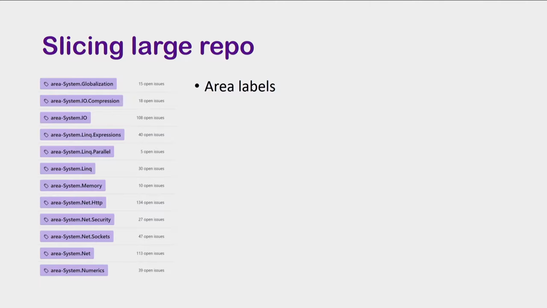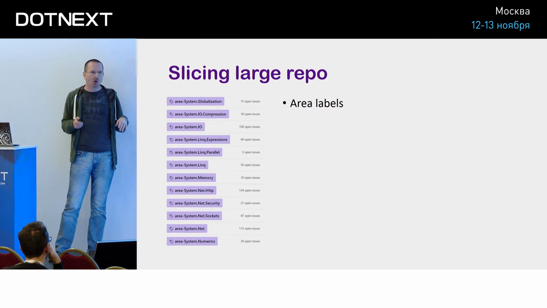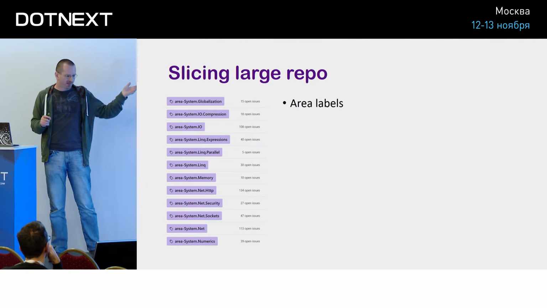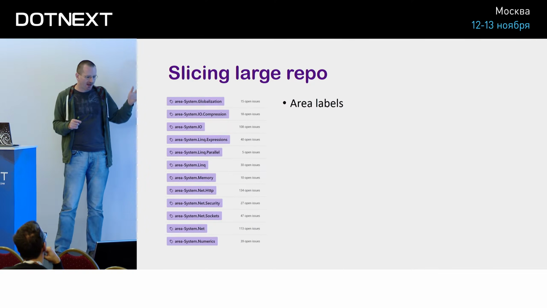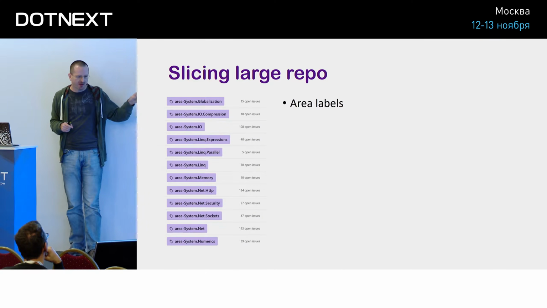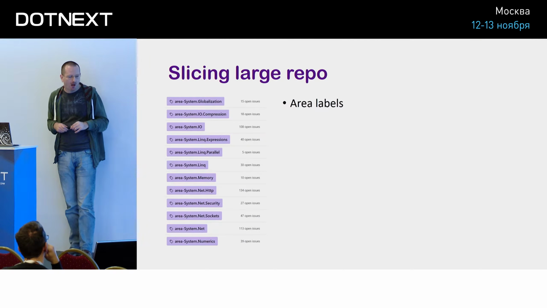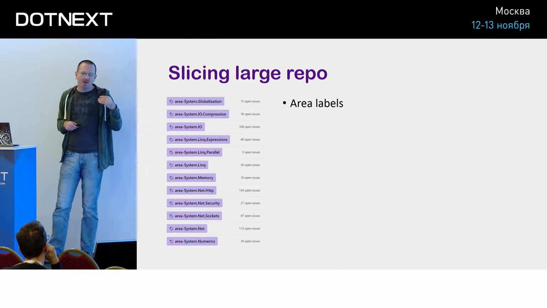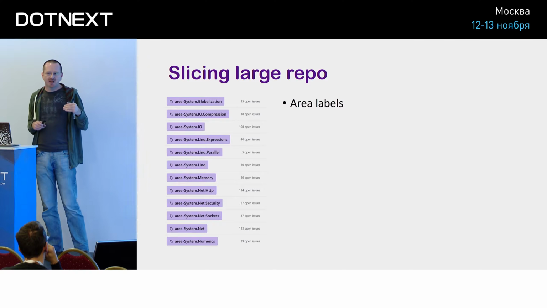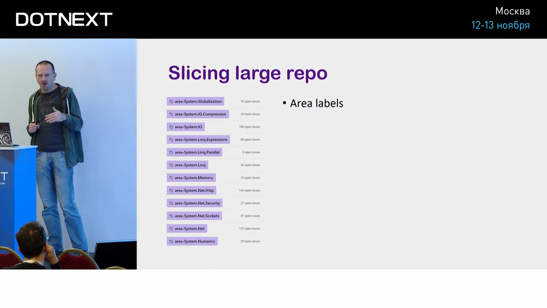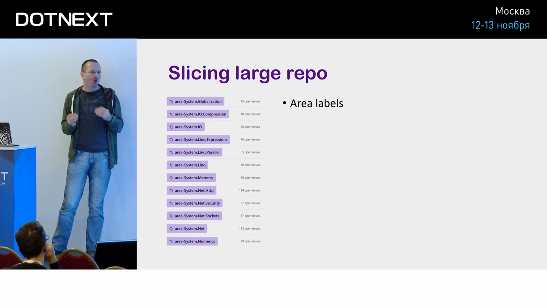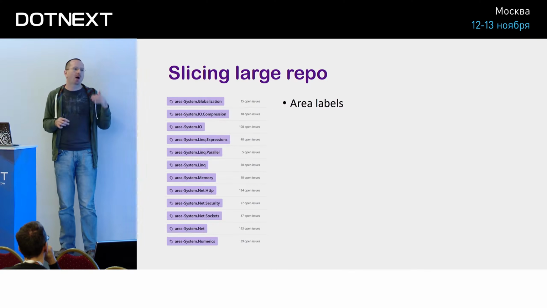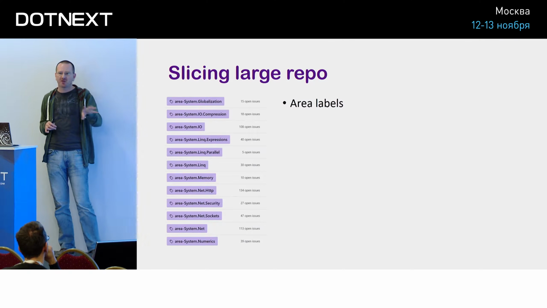So we have the repo divided into logical areas. For example, there are collections, LINQ and other things, and networking, and even networking has four sub-areas, or numerics, whatever other things you see over here. The idea is that each of the areas has an owner, one or two people, an owner or expert, whatever you call it. And those people are responsible for monitoring that particular area.